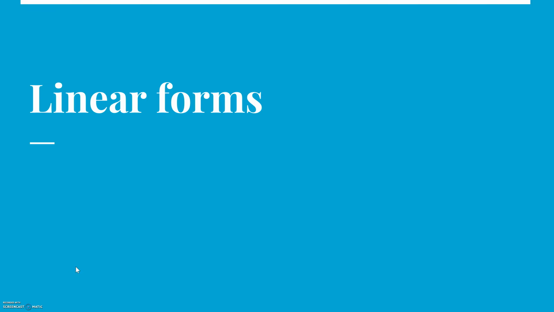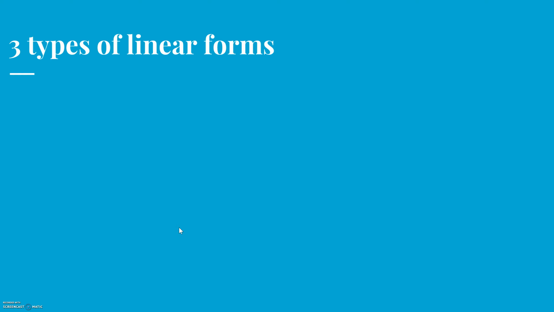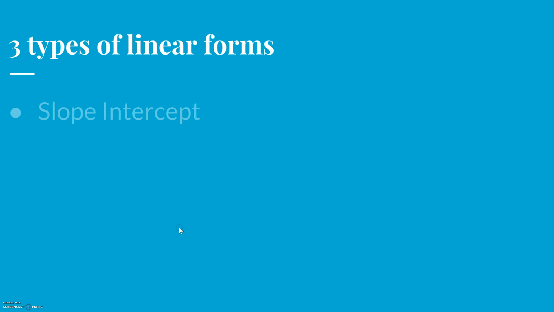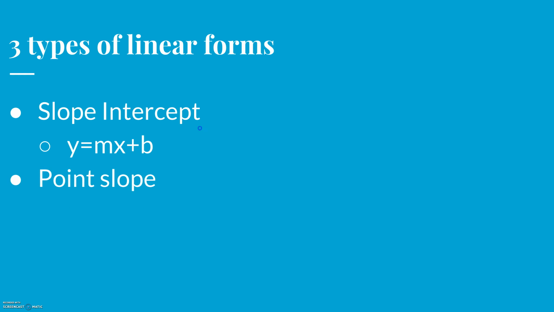This unit we've been going over linear forms, how to write them, and how to go from one form to another. So first, let's go over what the three linear forms are. The first one is slope-intercept. Slope-intercept looks like y equals mx plus b. The next is point-slope. Point-slope looks like y minus y1 equals m(x minus x1).